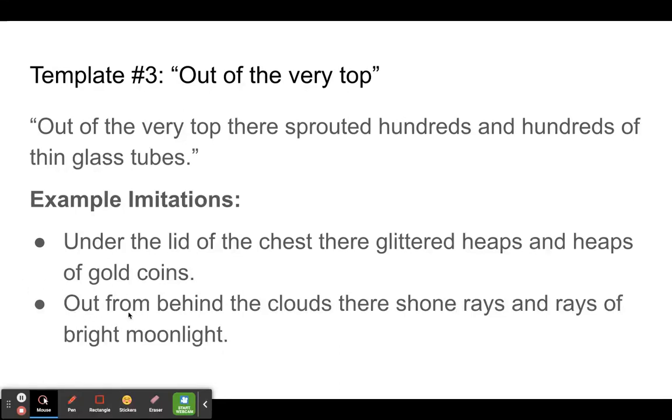Or out from behind the clouds, there shone rays and rays of bright moonlight. And so for this one, maybe it's a dark night, and maybe your character is going and they're losing hope and they're not sure they're ever going to make it. But then there's a turn and a change, and we find out, oh, out from behind the clouds, what's going to come out of the clouds? Shining something, rays and rays of bright moonlight. Oh, finally, they have something to see by. They have a way of getting through.